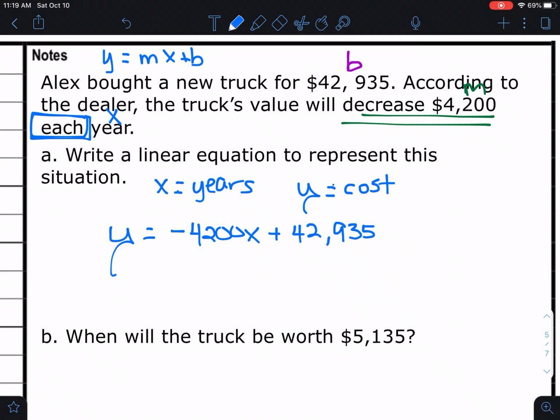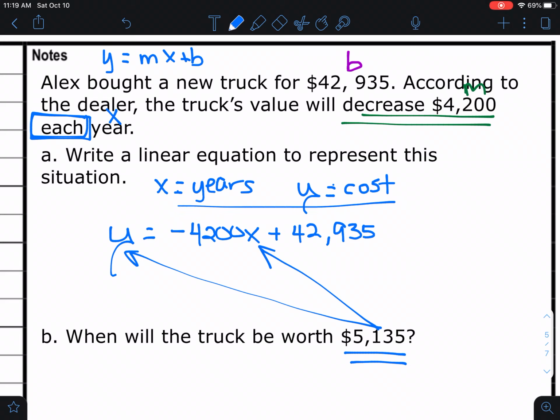Okay. So now, let's take a look at what we've got here. Part B says, when will the truck be worth $5,135? So you want to say, where does this go? Does it go here for x, or does it go here for y? That's really what you're doing, is plugging it back in and then going to solve. Well, it helps that we wrote this right here. So that means we know that x is years and y is cost. Well, $5,135 is cost. So we're going to be plugging it in here for y, not for x.